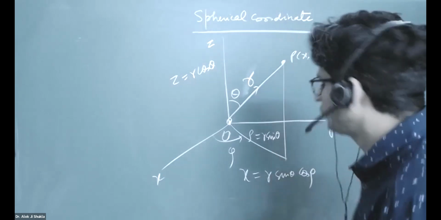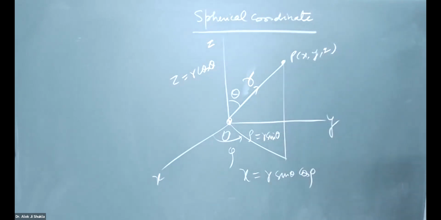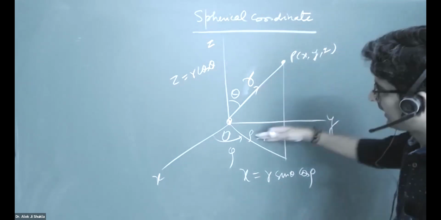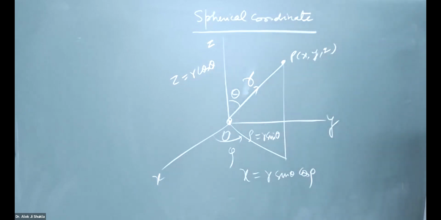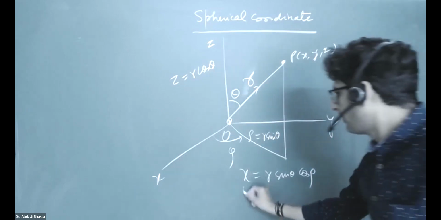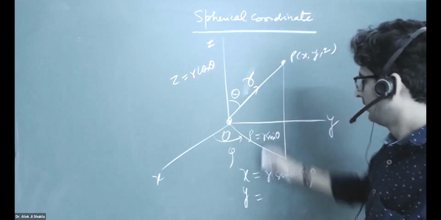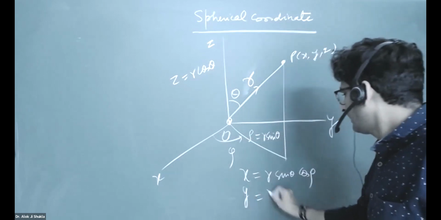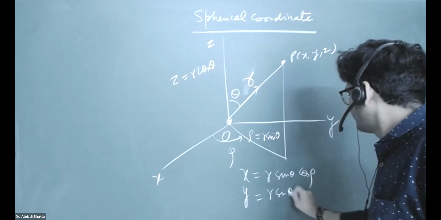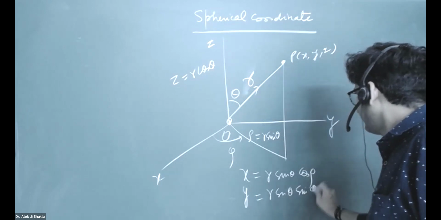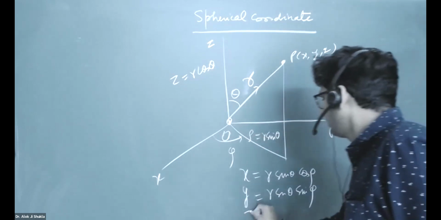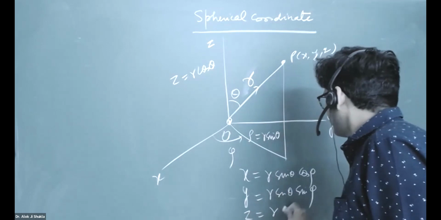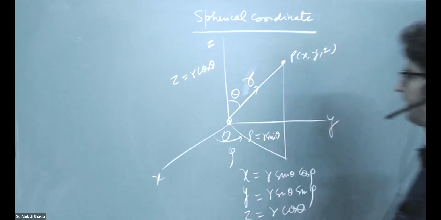Can you see that? See how the resolution of a vector plays out. I resolved this here, now I am resolving this here to write the value of x. What is the value of y? It is r sine theta, but sine of phi, because you will resolve it towards y. And z I already wrote. Z is r cos theta.